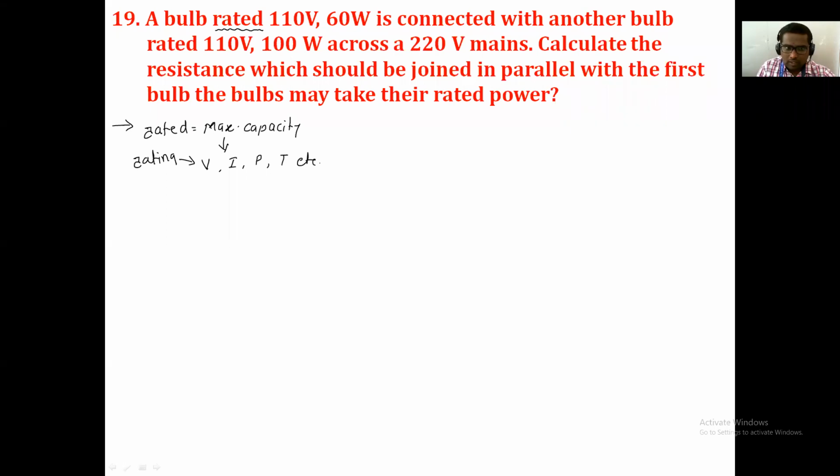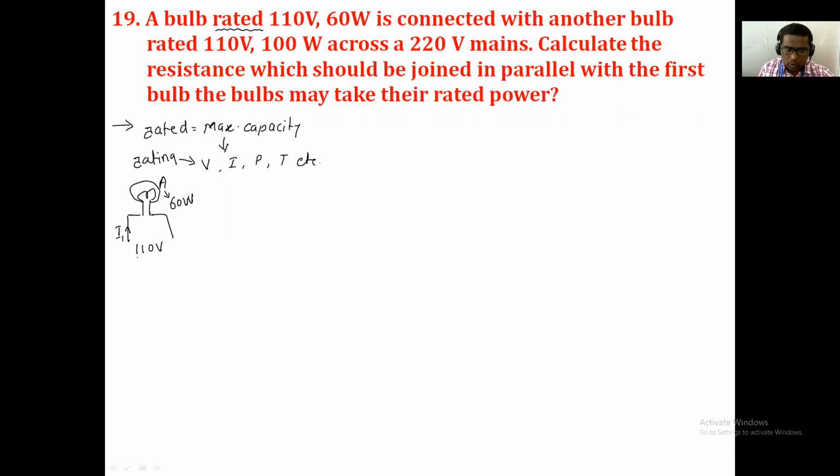It means that now here a first bulb is given. Now suppose, let's assume that this is a first bulb. I say that bulb A. How much is the maximum voltage required for this bulb? That is nothing but how much? It's 110 volt. And when 110 volt is available to this bulb A, definitely a certain value of current will flow through that bulb. I say that I1, and due to that, it will consume the maximum power, that is nothing but 60 watt.